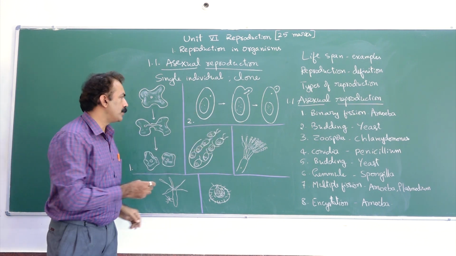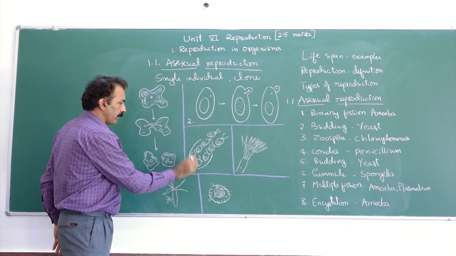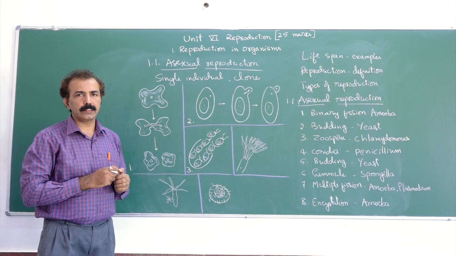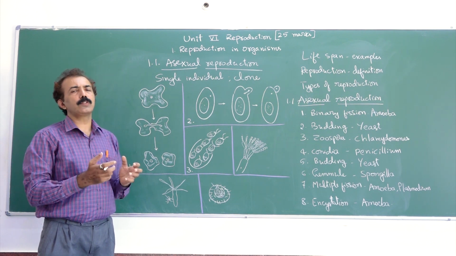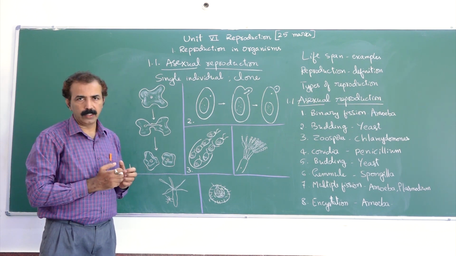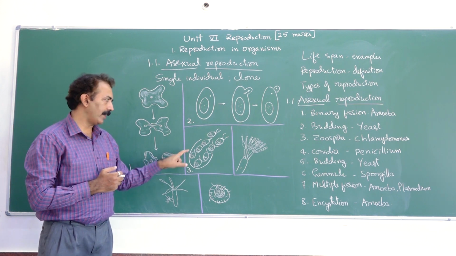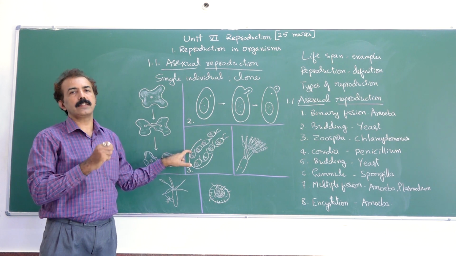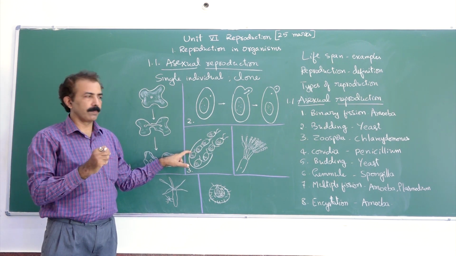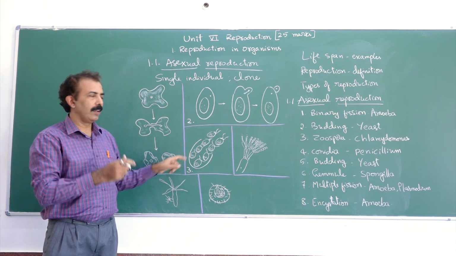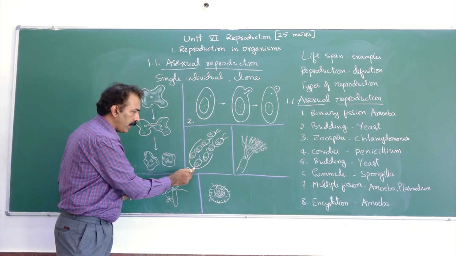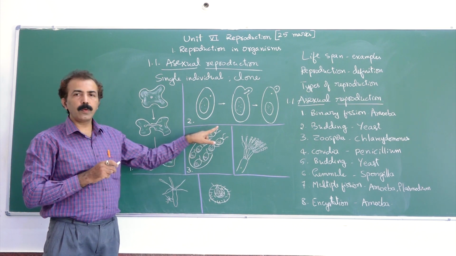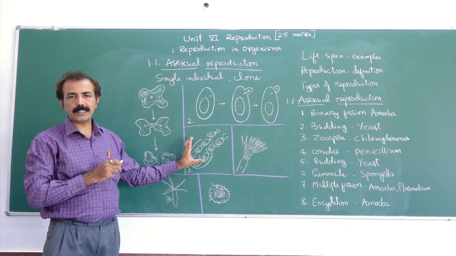Example number 3, zoospore formation. In case of algae, we studied in first year that green algae mostly live in fresh water. One of the freshwater algae is Chlamydomonas. Chlamydomonas is a motile organism. It is capable of movement. So this line represents the parent cell wall, and these are the babies, these are the young ones which are coming out of the parent cell.